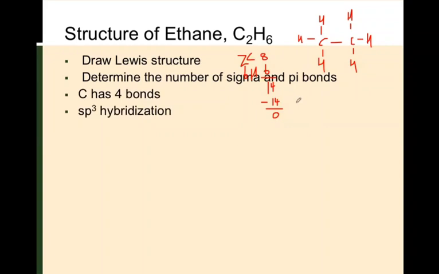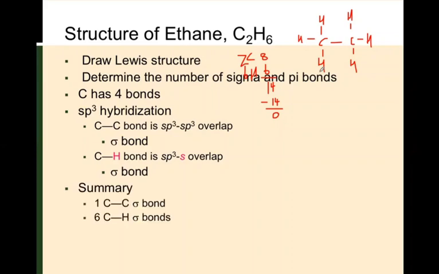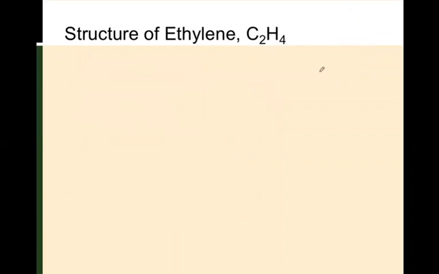Carbon has 4 bonds, sp3 hybridized. We're already ahead of the game. Very good. The carbon-carbon bond is sp3 overlap. We looked at this in space filling models when we were going through sp3 hybridization, the idea that 2 carbon tetrahedrons came together to overlap and form a sigma bond between them. The carbon-hydrogen bond is sp3-s overlap, because the hydrogens don't get hybridized. Those are also sigma bonds. So we have 1 carbon-carbon sigma bond and 6 carbon-hydrogen sigma bonds, a total of 7 bonds.